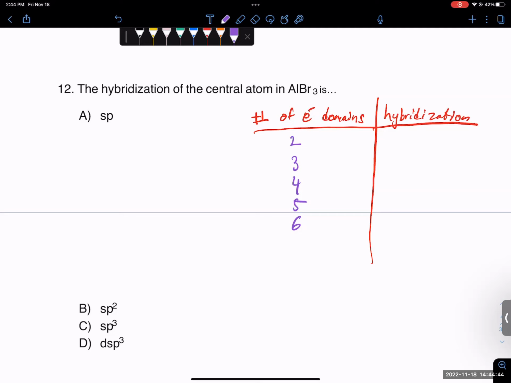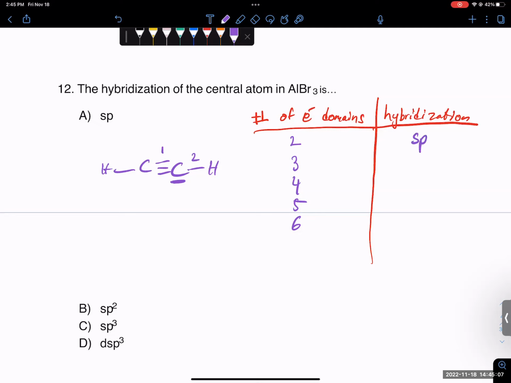So, number of electron domains. If there are 2 electron-rich regions, that's something like a carbon-carbon triple bond. If we're talking about the hybridization of this carbon right here, there's one thing here and 2 things here. So there are 2 things attached to the carbon atom, so the hybridization will be sp.